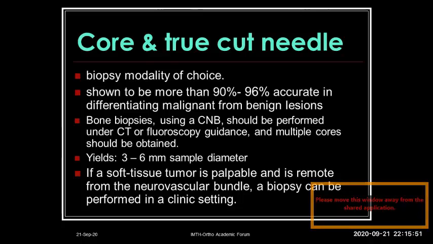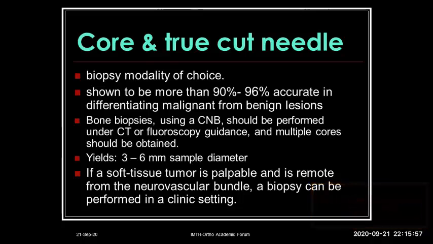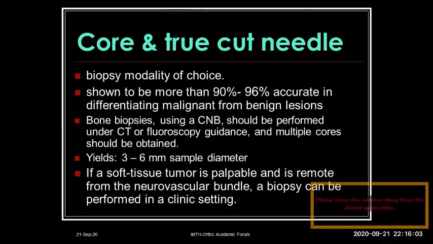So we actually take 3 to 6 good cores from different sides of the tumor through the same incision, and this is because we want to sample the whole tumor site, especially in large-volume tumors.